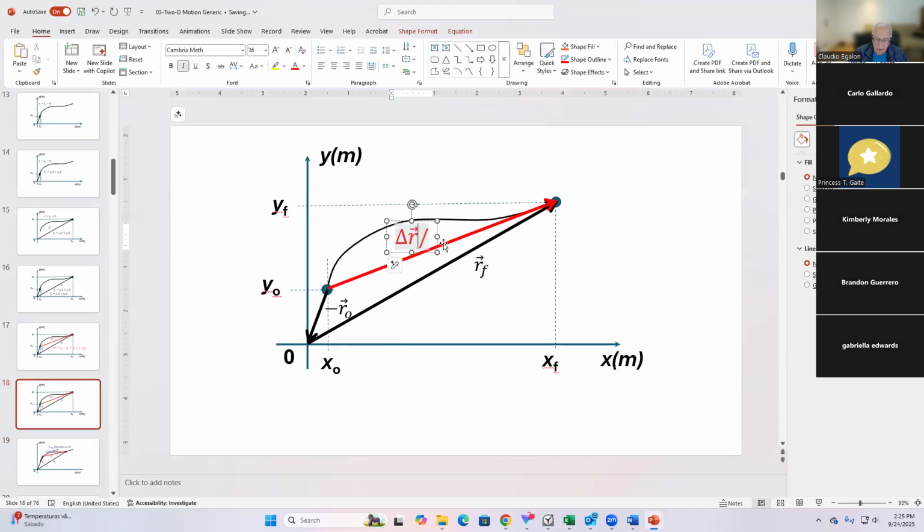Okay, I'll have to spell it out. Delta R, V average parallel to delta R.